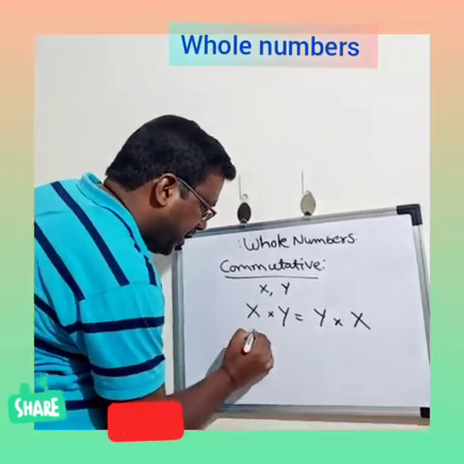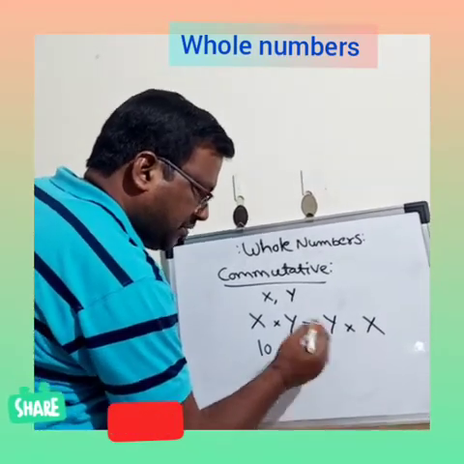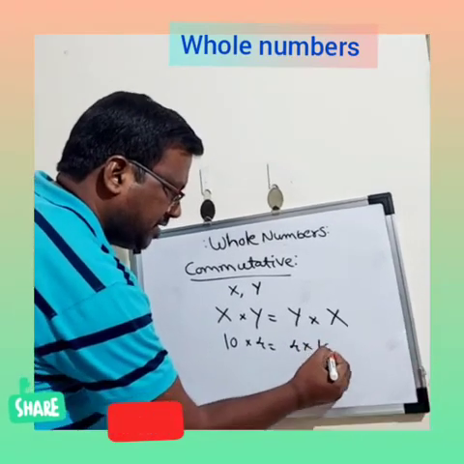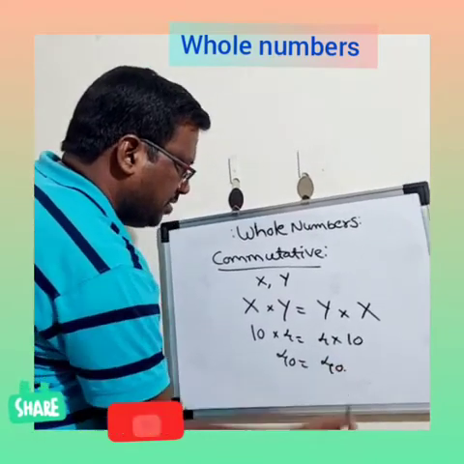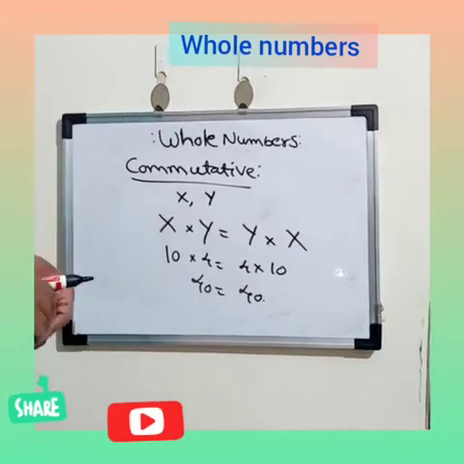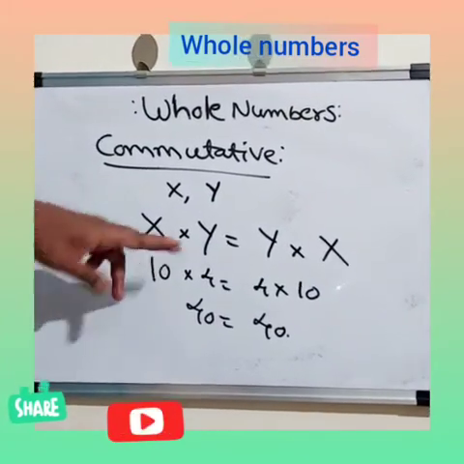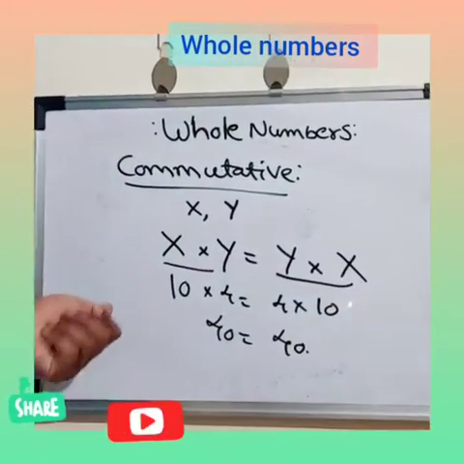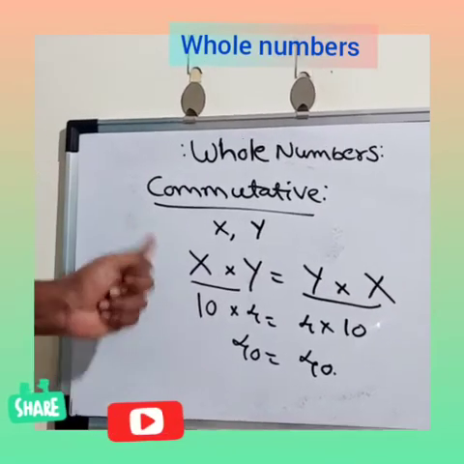For example, x value is 10 and y value is 4, and here the sequence is reversed, that is y is 4 and x is 10. 10 times 4 is 40 and 4 times 10 is 40. So whole numbers are commutative with respect to multiplication. That means if you take any two whole numbers and multiply in either sequence, the result will be the same. The equivalent value of the two whole numbers when you multiply will be the same.